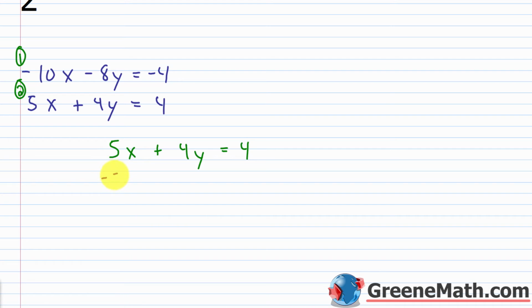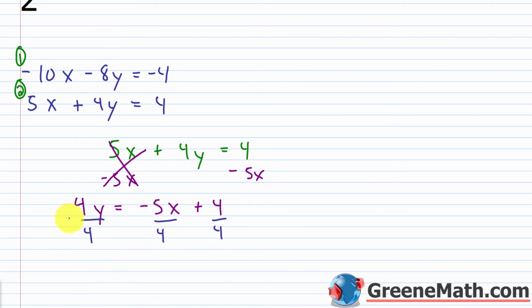Let me subtract 5x away from each side of the equation. That'll cancel. I'll have 4y is equal to negative 5x plus 4. So let me divide both sides by 4. That'll cancel. We'll have y is equal to negative 5/4 x plus 4 over 4 is 1. So now that I have what y is equal to, I can plug in for y in equation 1.